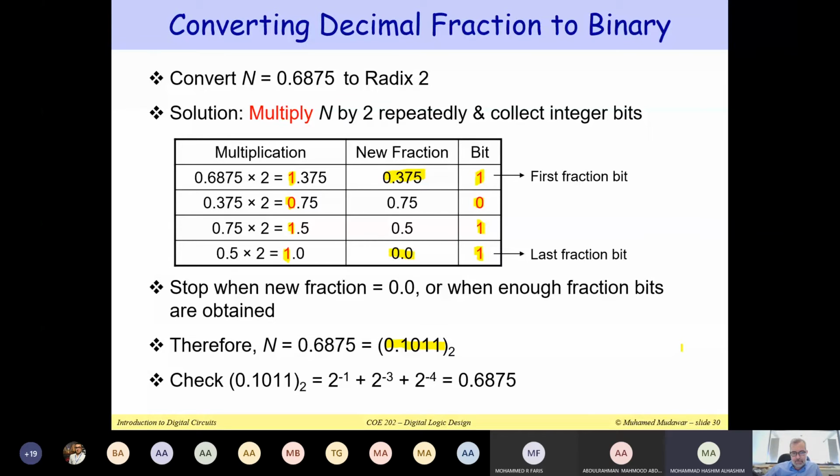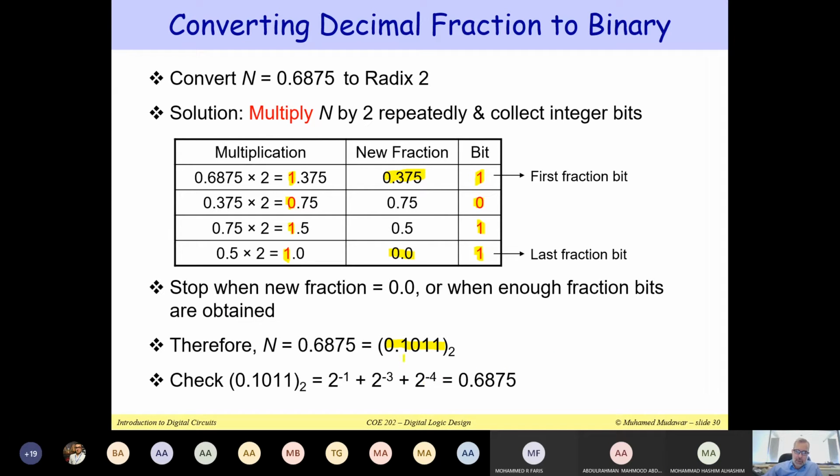One more observation, doctor. For the fraction side, the numbering of the most significant bit goes from left to right. So the first bit that we have discovered is the first bit after the binary point. Unlike the integer, where we go from right to left. Yes, it's a good observation.